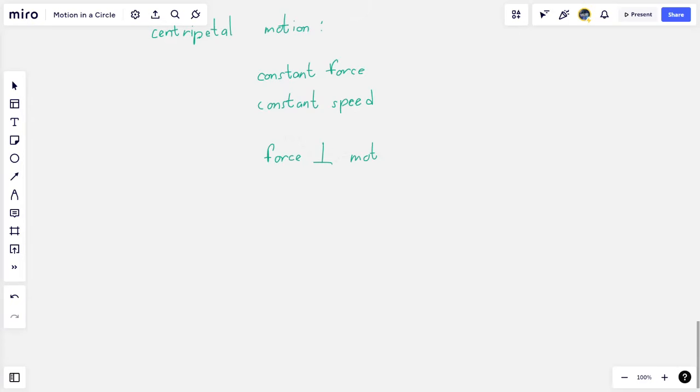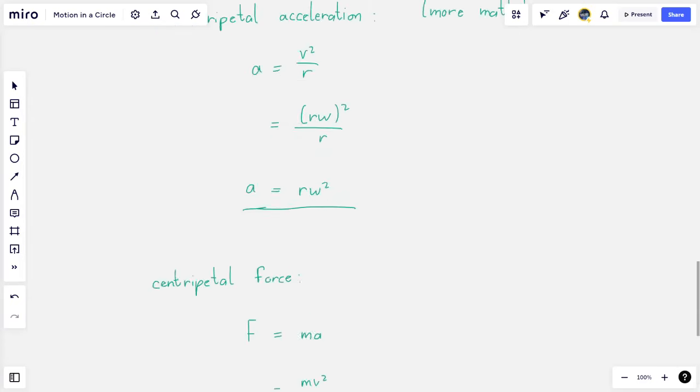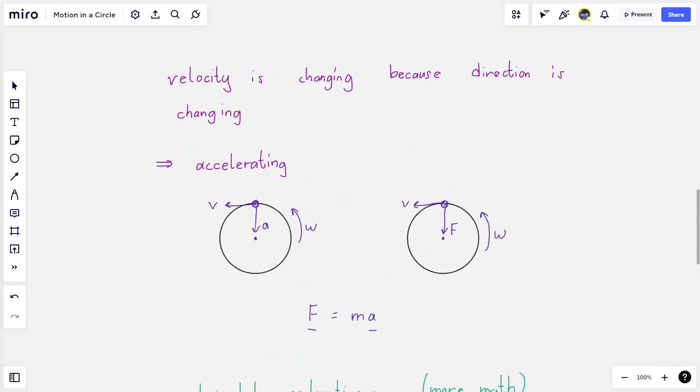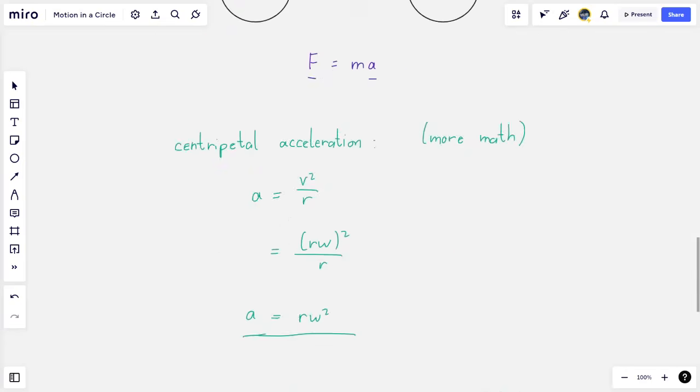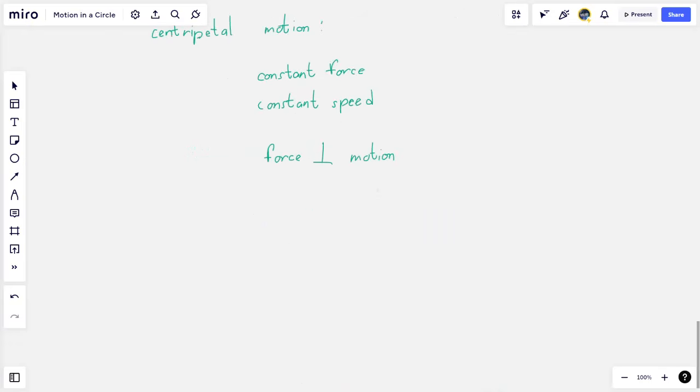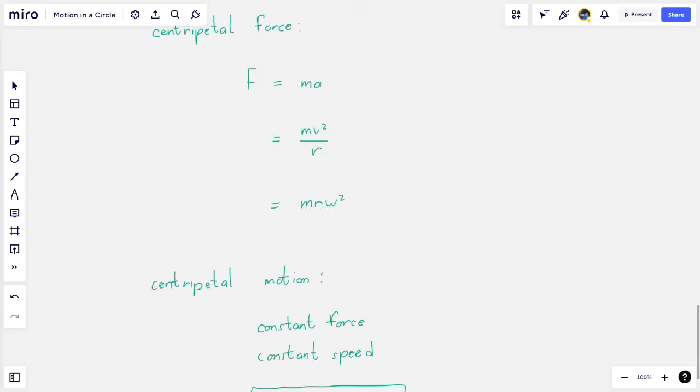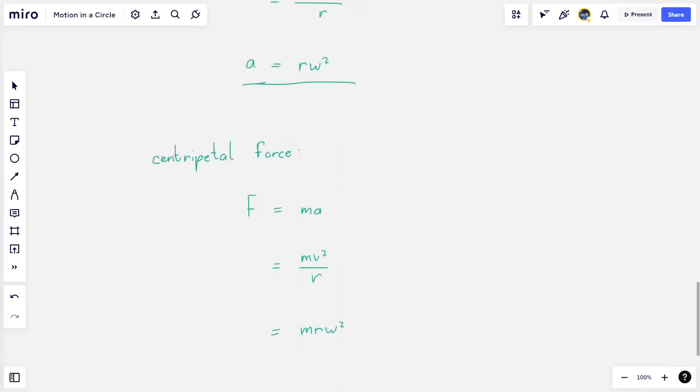So force and motion must be perpendicular, meaning v, the direction of the velocity at any point, and the force must be at 90 degrees. If we satisfy these conditions, if v is constant, F is constant, and they are perpendicular, guess what? We have circular motion. We have centripetal motion, or centripetal, depending on how you want to pronounce it. And so now we have our conditions for centripetal motion to occur. Remember, if the force is not constant or the speed is not constant, then we may have a curved path, but we don't have completely circular motion.